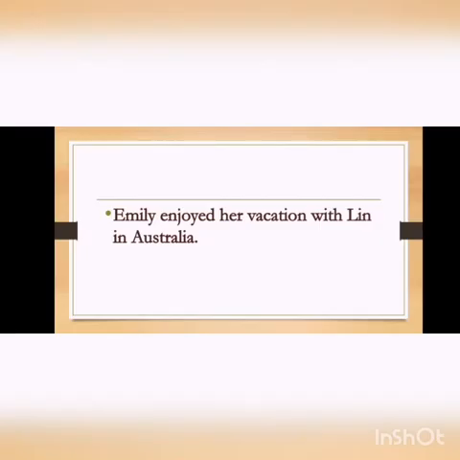Emily enjoyed her vacation with Len in Australia. Emily, here, it's a name of a girl, so it's a noun. Len, it's a name of a girl and it's a noun. Australia, it's a name of a country and it's a noun too. Emily and Len are names, so they are nouns. Australia is the name of a country and it's a noun too.